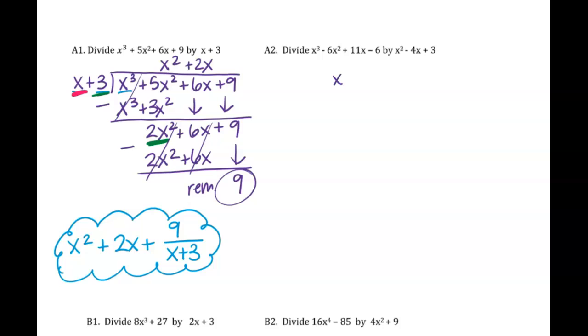So for this one, x cubed minus 6x squared plus 11x minus 6 divided by x squared. You know what? I'm going to write smaller and change colors.